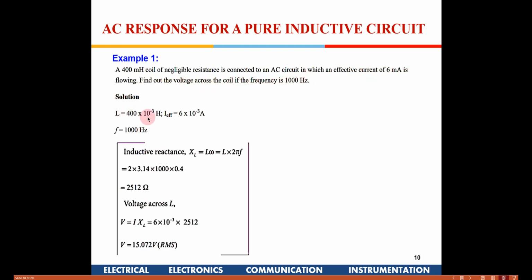So L is given as 400 millihenry, I is also given, f is also given. The first and foremost step is to compute XL, which is L omega, so L into 2 pi f. That is 2 pi into 1000 hertz into L, which is 0.4. So you get 2512 ohms. That is the impedance. So the voltage across L will be I into XL. This is again the RMS voltage, because I is RMS in this case. So I into XL simply gives us the RMS voltage.